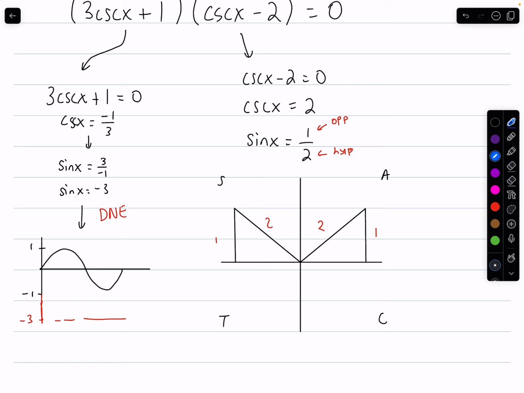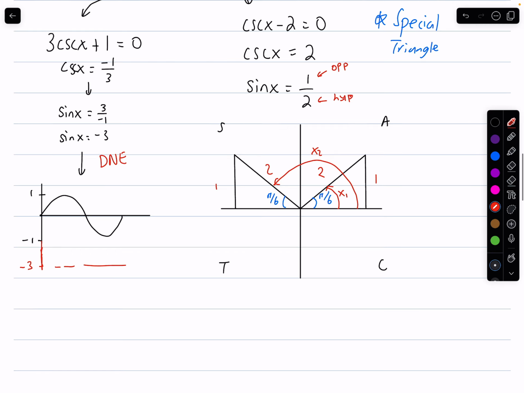Now notice here, this actually resembles a special triangle, right? It resembles a special triangle, the 30, 60, 90 triangle, or the pi over 3, pi over 6, pi over 2 triangle. So we know that this is actually going to be pi over 6. And that means this is going to be pi over 6. So here's the thing. We have to find the two x values. x1, which will be from principal to terminal arm for the first quadrant. And the second one will be x2, which will be principal arm to terminal arm for the second quadrant.